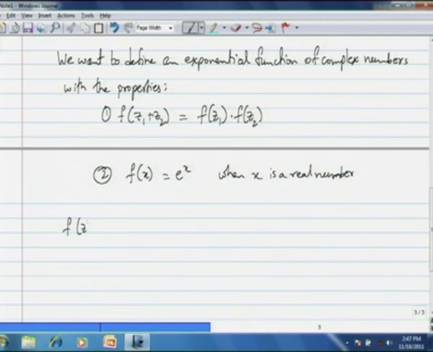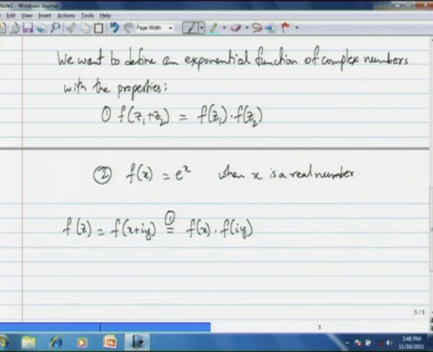Okay. So, with these two desirable properties, we want to make a definition. Let us see what the definition should at least satisfy. In order to do that, I will consider f of z. Such a function f of z, z can be written as x plus i y. So, by property 1, this should be f of x times f of i y.